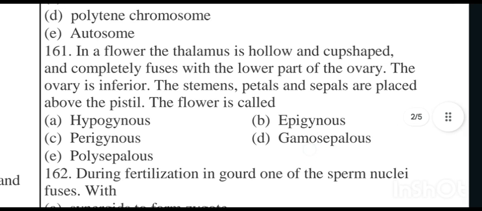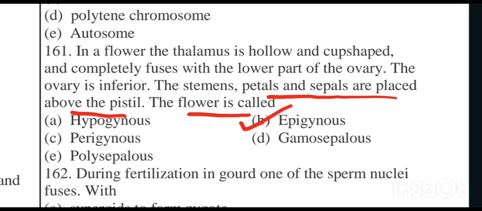Next question. In a flower, the thalamus is hollow and cup shaped and completely fuses with the lower part of the ovary. The ovary is inferior. The stamen, petal and sepal are placed above the pistil. The flower is called epigynous.